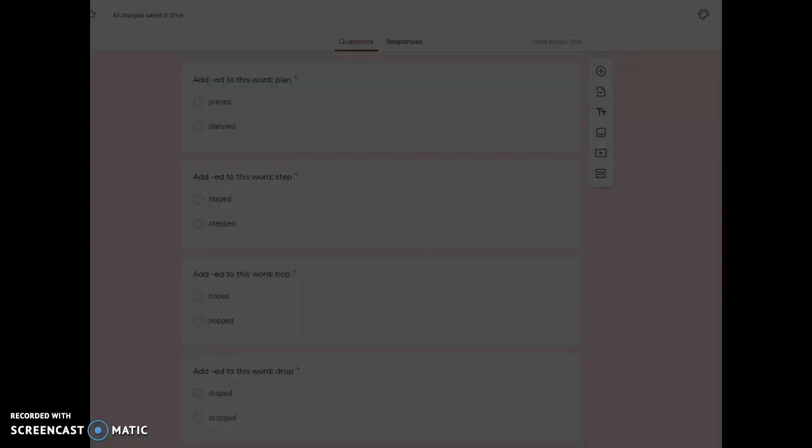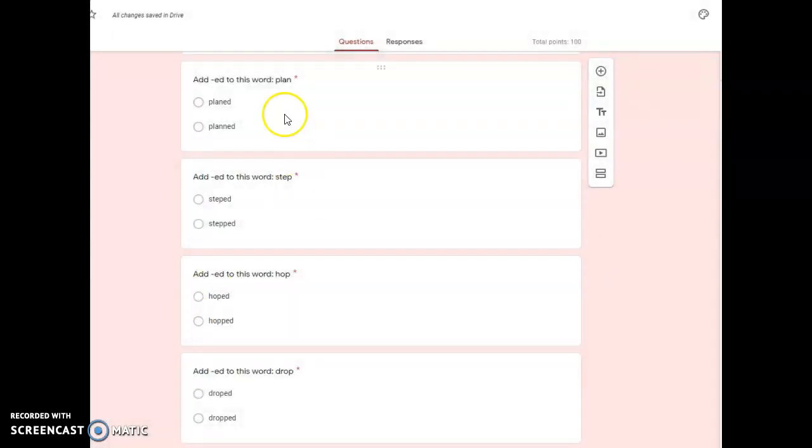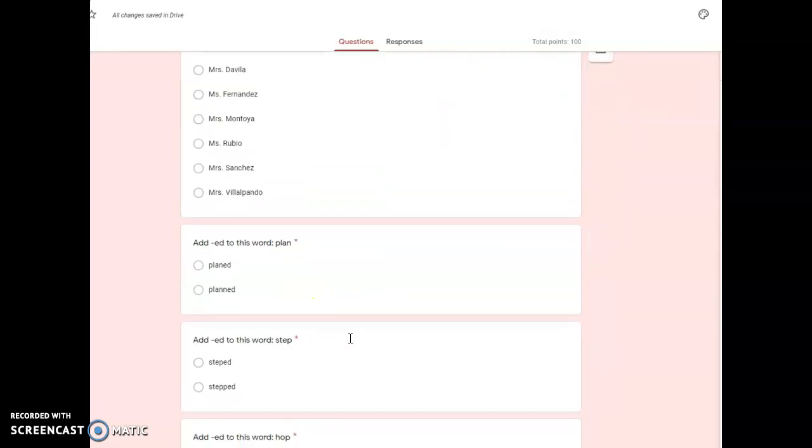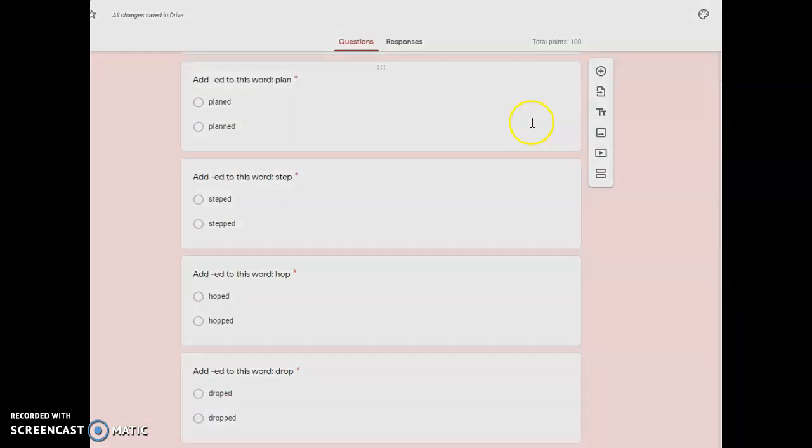Remember, if your word is a CVC that ends in one vowel and one consonant, you double the consonant and add ed. Looking back at your work, you're going to look to see how all of these end. I'll put that picture up here at the top for you to see as a resource. You're going to answer these 4 questions and then submit it.